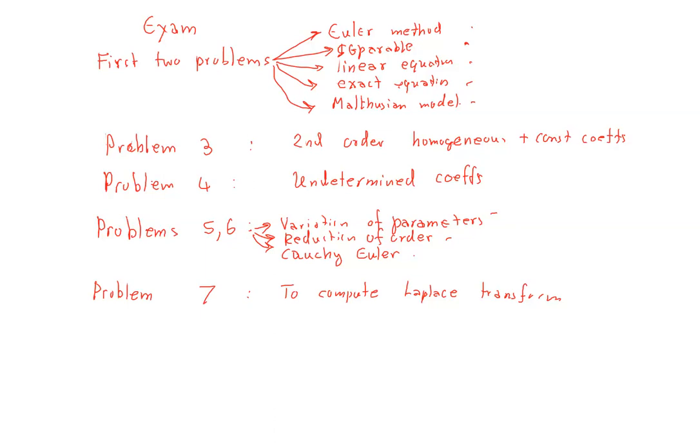I'm not going to give you 11 problems, though. I'm going to give you just 7 problems, and I showed you how I'm going to choose them. I'm not going to give you a separable, a linear and exact, and a Malthusian model. No, I'm going to give you just 2 from that mix. I'm going to give you for sure a homogeneous equation with constant coefficients. I'm going to give you for sure a problem of undetermined coefficients. I'm going to give you 2 problems from variation of parameters, reduction of order, and Cauchy-Euler equation. And finally, I'm going to give you 1 problem to compute the Laplace transform. Okay, I think it's very, very concise. And you know, I want everybody to do well.